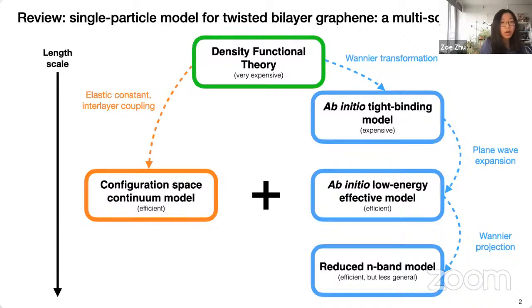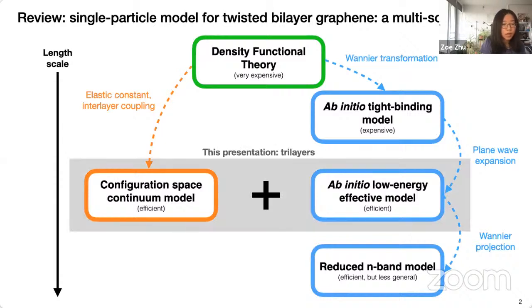And so I'm using the same framework to solve for the properties in twisted multi-layered moire of moire systems. In particular, my presentation will be focusing on these two blocks. The left is, of course, the relaxation pattern of those moire of moire systems. And on the right, I'm using a low energy effective model to solve for the electronic structure of those systems.